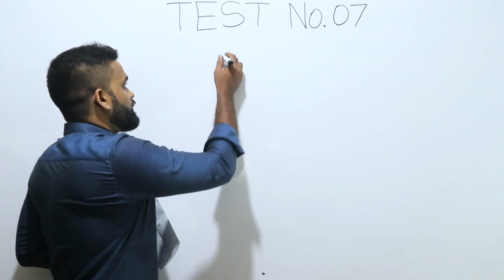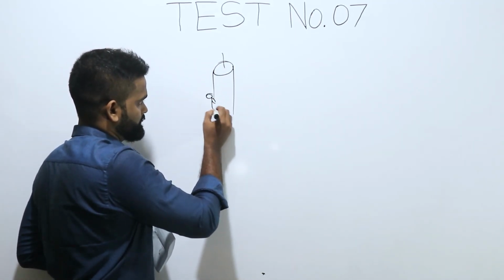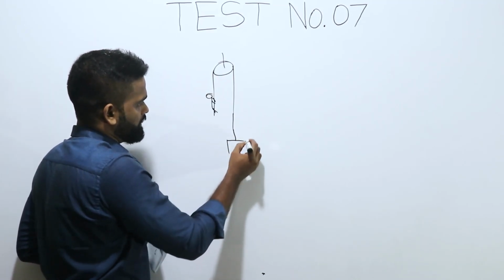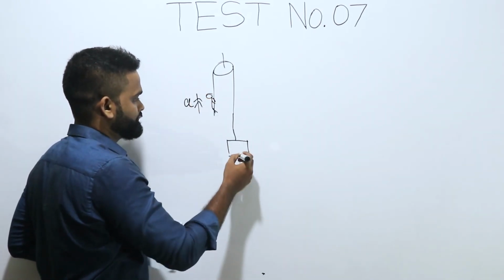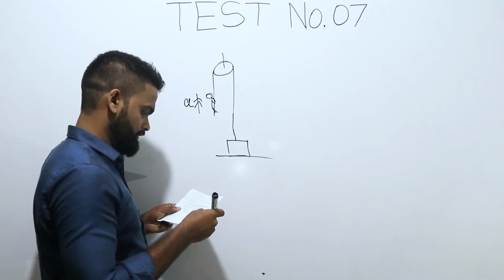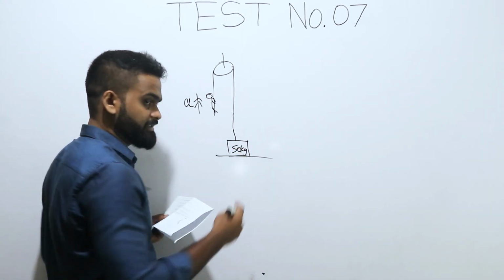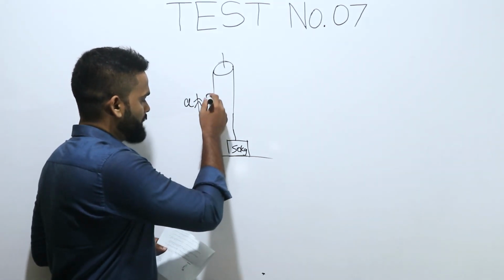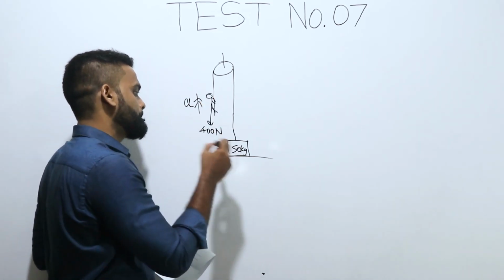Okay, so here we have the pulley. Then there's a child, or it could be a monkey, climbing upwards at an acceleration. This mass is 50 kilograms. The mass of the child is 40 kilograms, so the weight of the child should be 400 Newton.